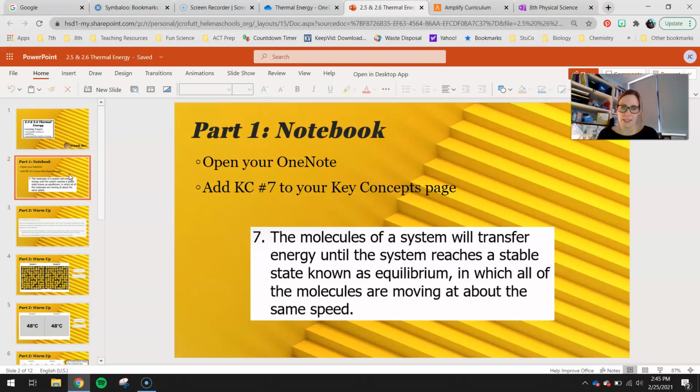The molecules of a system will transfer energy until the system reaches a stable state known as equilibrium, in which all of the molecules are moving at about the same speed, which also means they have about the same kinetic energy. So all the molecules in two samples would have the same kinetic energy.